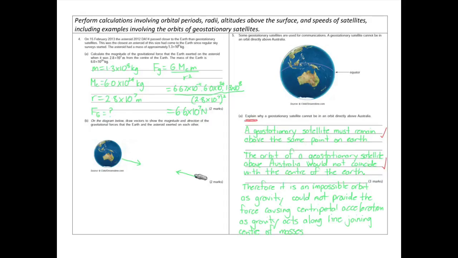How do we do the explain? Therefore it is an impossible orbit, as gravity could not provide the force causing centripetal acceleration, as gravity acts along a line joining the centre of masses. So we've really explained why. We've shown we understand what a geostationary satellite is, we've explained why it couldn't be above Australia, and we've explained that doesn't coincide with the centre of the Earth point. So we're getting to that point where we've got detail there for 3 marks.